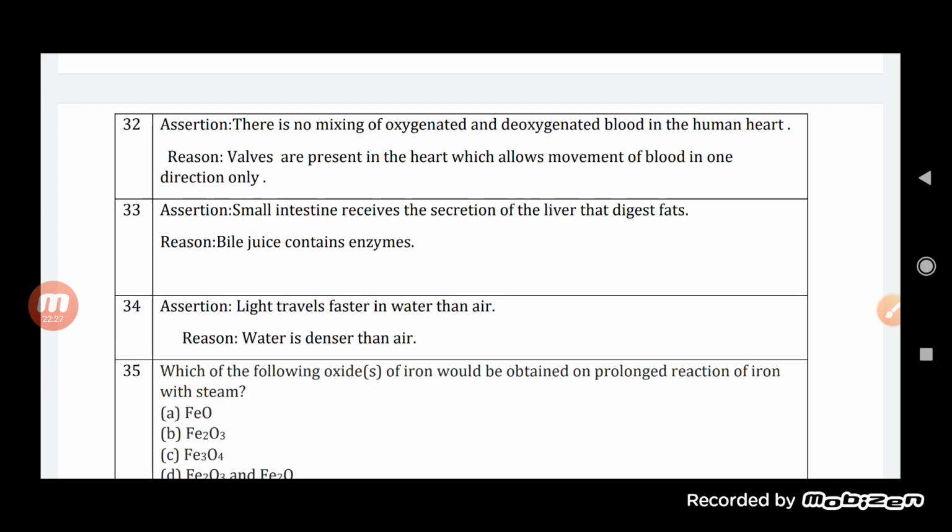Yes, this is the correct one, that the denser medium is water and air is a rarer medium. So assertion is false, but the reason is true. So option D will be the correct option, in which the assertion is false but the reason is true.